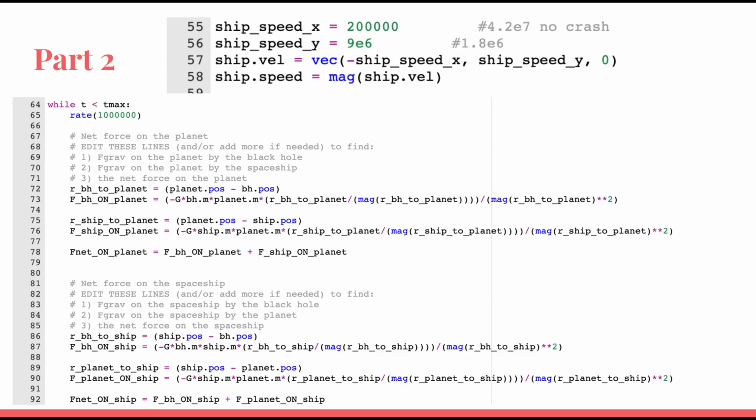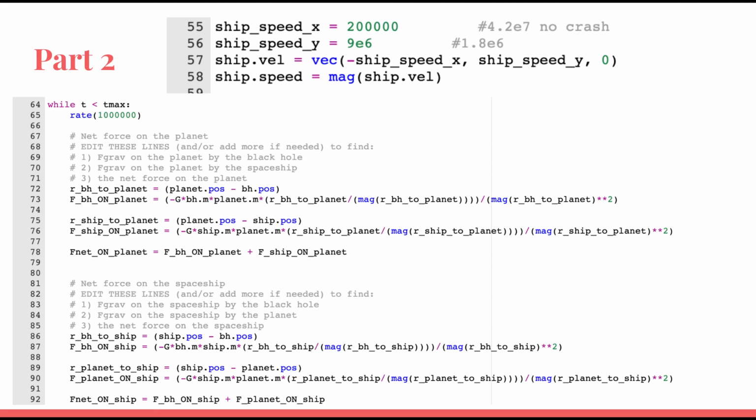First, I set the initial conditions again. The black hole mass was set to be 1.099 times 10 to the 34 kilograms, which is calculated from Part 1. The planet mass was set to be 9 times 10 to the 28 kilograms, the ship mass was 7 times 10 to the 10 kilograms, and the ship velocity was 2 times 10 to the 5th, 9 times 10 to the 6th meters per second. And it was calculated by guess and check.